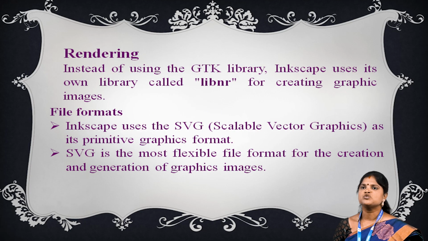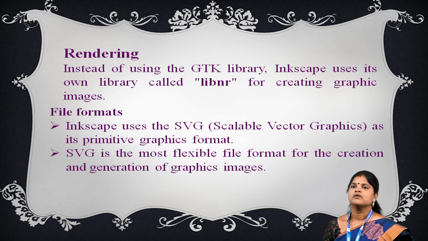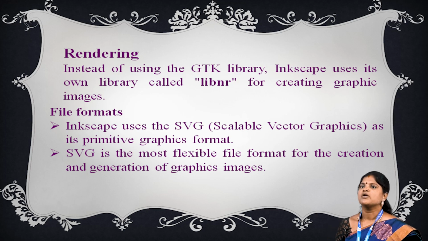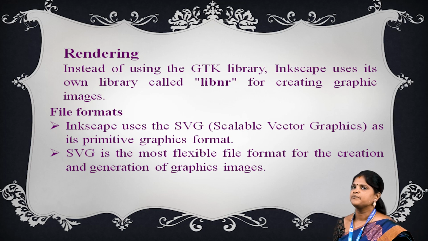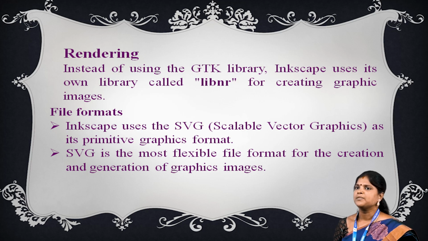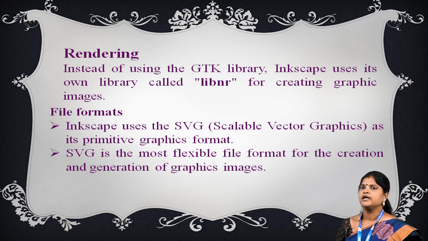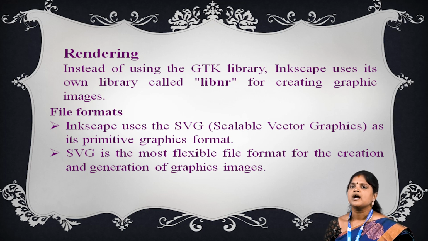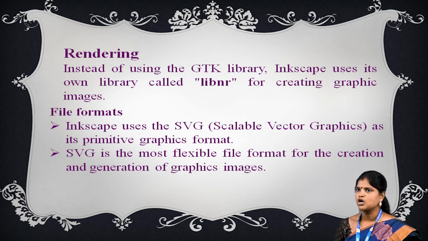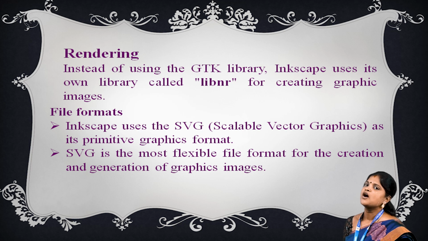Rendering. Instead of using the GTK library, Inkscape uses its own library called LibNR for creating graphic images from version 0.1 or above versions. It uses the Cairo programming library to render graphic images. This results in the increase of the rendering speed of the application. It supports a fully anti-aliasing display to make the edges of the polygon appear smooth. It also supports the alpha transparency for image display and PNG export.